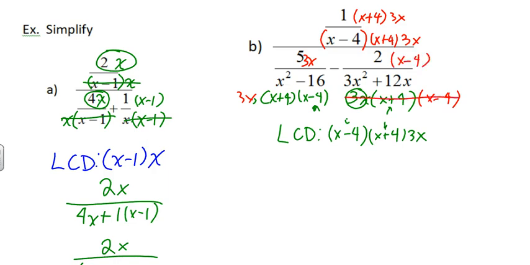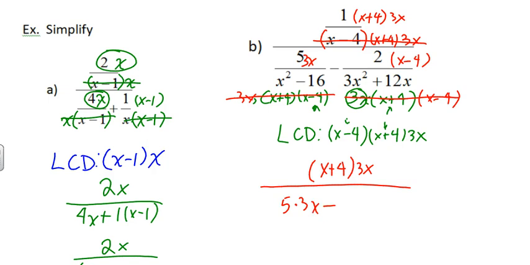Now I get to cancel out all the baby bottoms since they all match. In the top, I'm left with x plus 4 times 3x. And on the bottom, I'm left with 5 times 3x minus 2 times x minus 4. Distributing the top, I get 3x squared plus 12x.